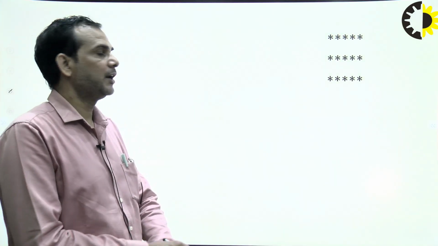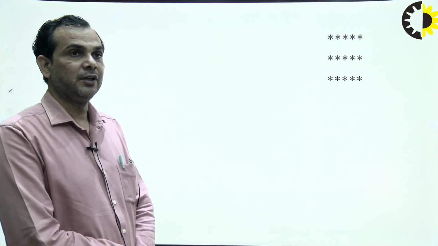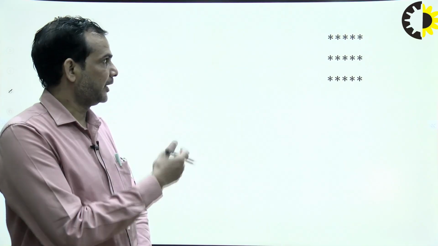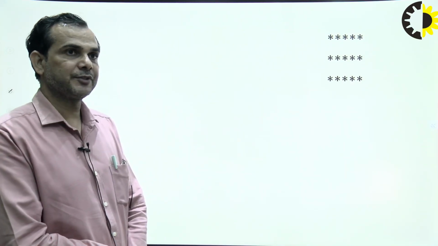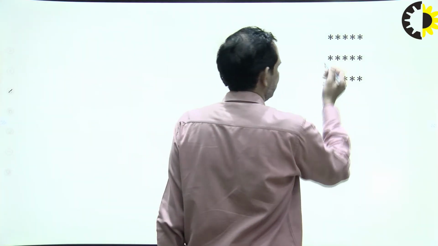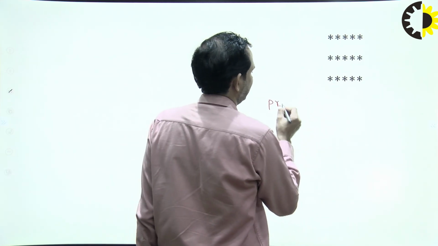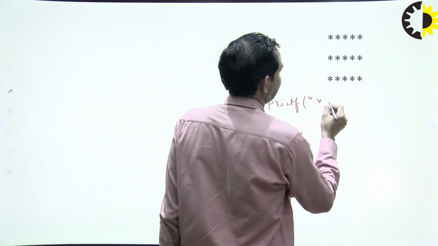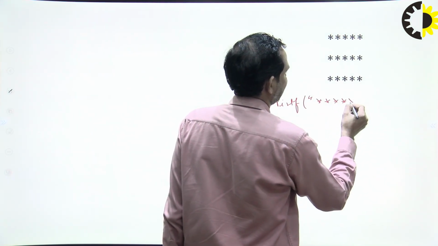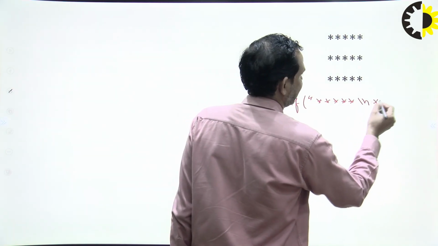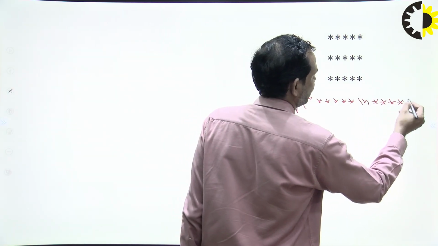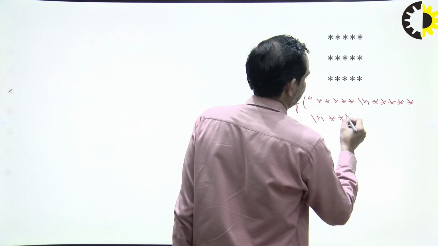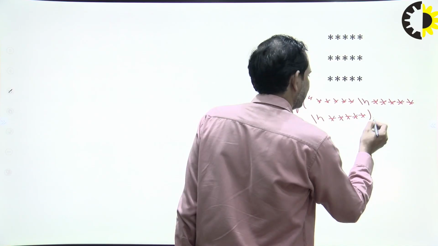Because we are using this to print something on the screen, it's better to print in a single line. There are two options. We are using printf. Suppose we have to print these three lines. Simply we declare printf in double quotes 1, 2, 3, 4 and 5, then we use slash n, 1, 2, 3, 4, 5, then again slash n, 1, 2, 3, 4 and 5. So this is one type.